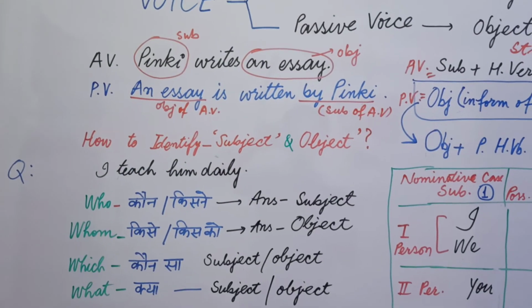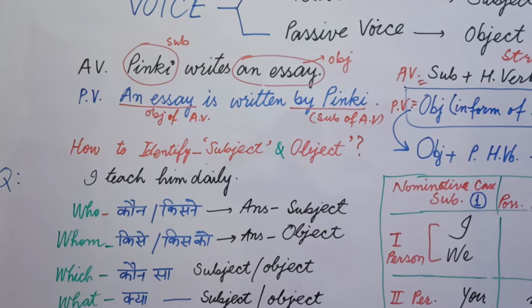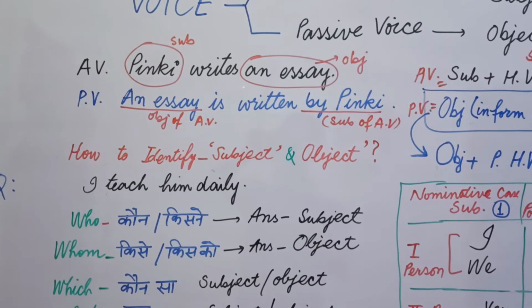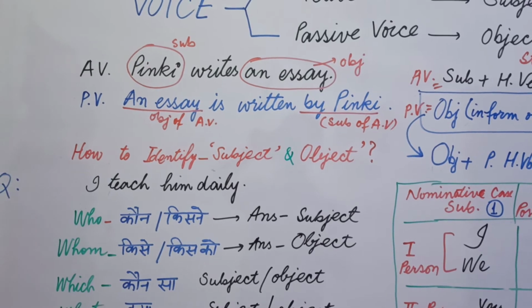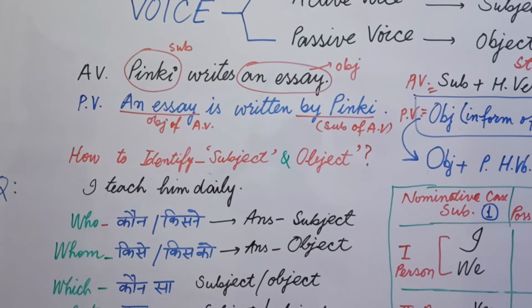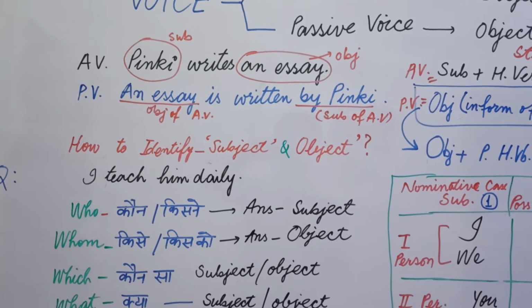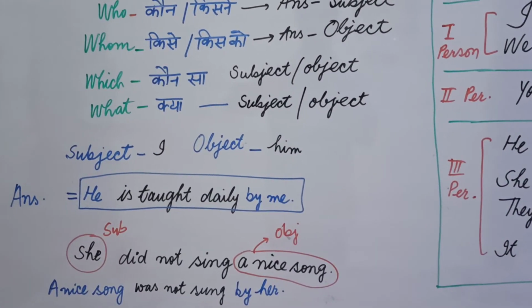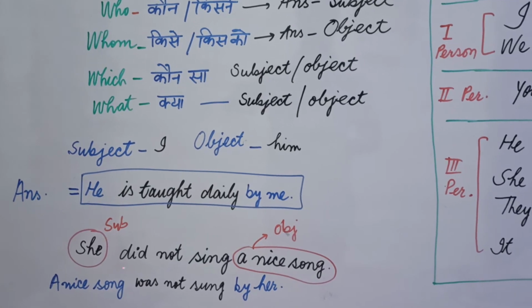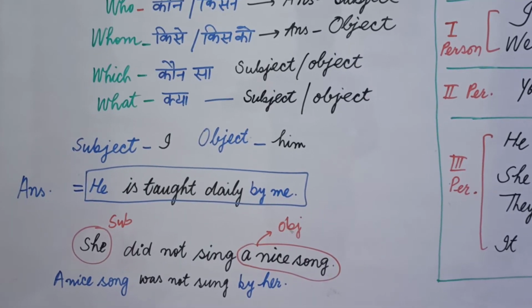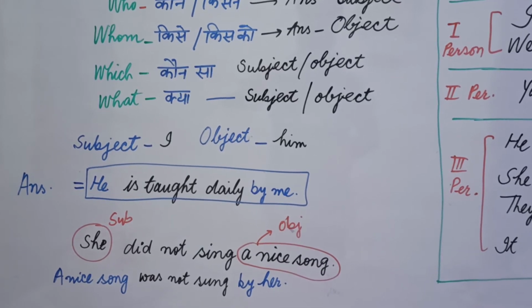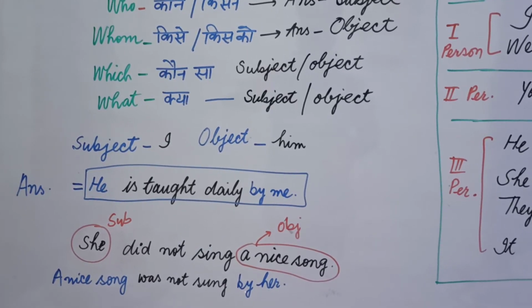Now let's see this sentence. This is a noun and essay is a noun and Pinky is also a proper noun. We don't change this. An essay is written in the beginning in place of Pinky, and then is plus third form, then by Pinky simply. And one more example is here, students. You see here. She did not sing a nice song. A nice song wasn't sung by her. A nice song was not sung by her.